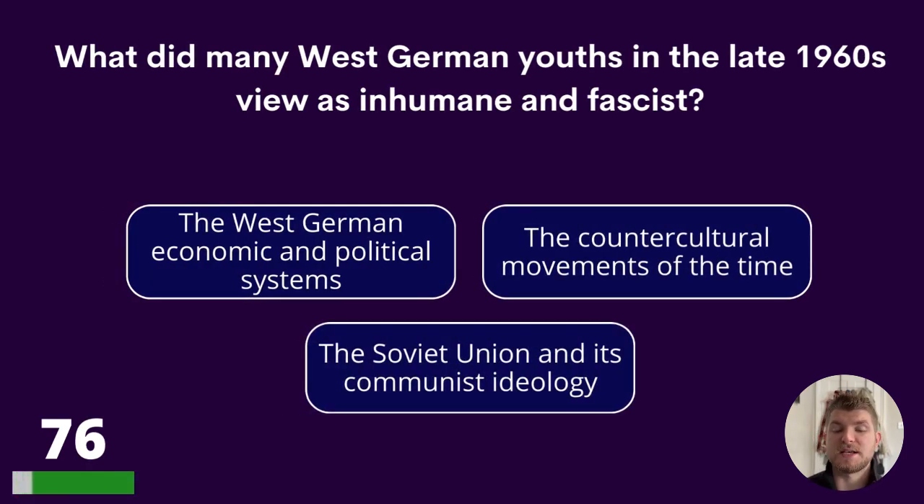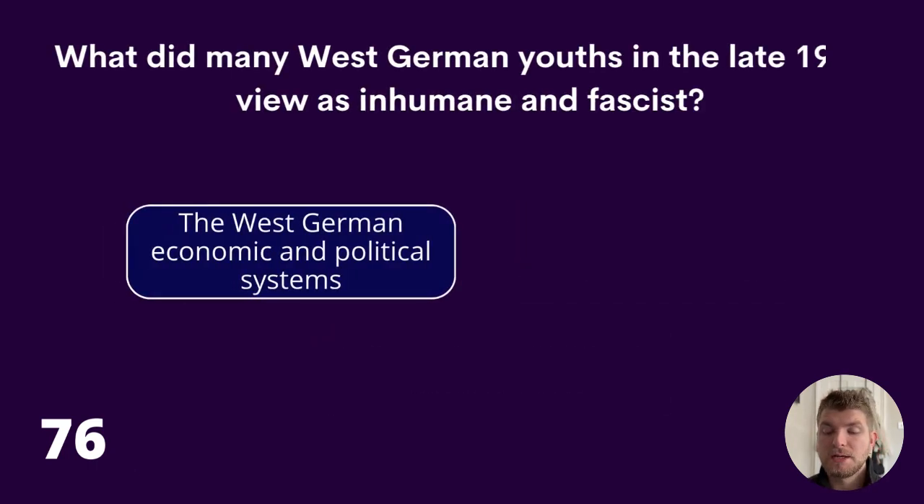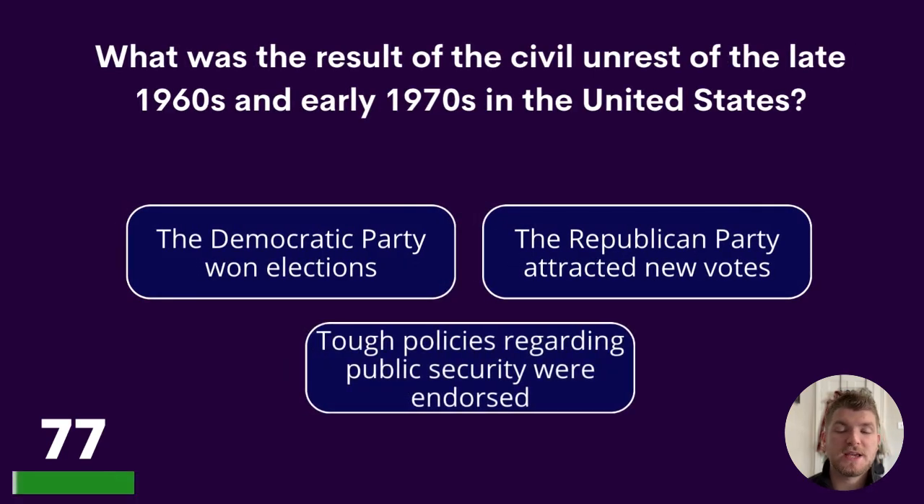Here's question 76. What did many West German youths in the late 1960s view as inhumane and fascist? The West German economic and political systems, the countercultural movements of the time, or the Soviet Union and its communist ideology? The answer is the West German economic and political systems. Some quite long questions and answers here, hope you're keeping up okay.